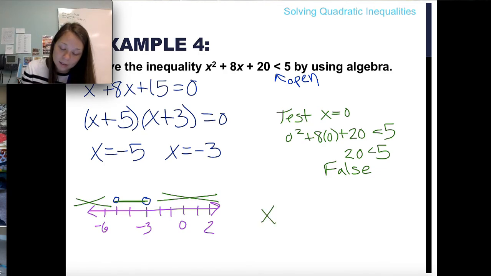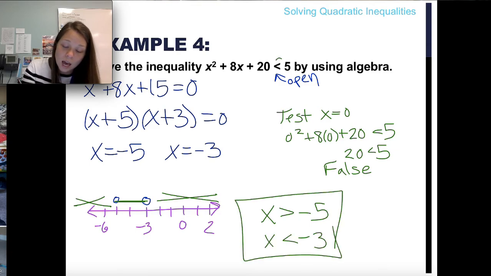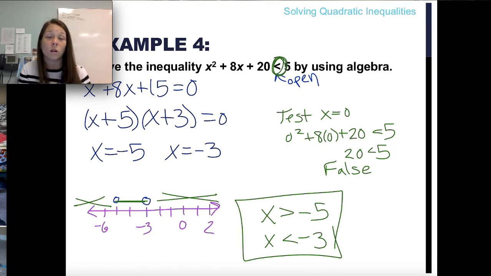So that means x must be greater than -5 and x must be less than -3. And I say strictly less than again because that's how my original inequality sign was written. It did not have the or equal to bar underneath it.